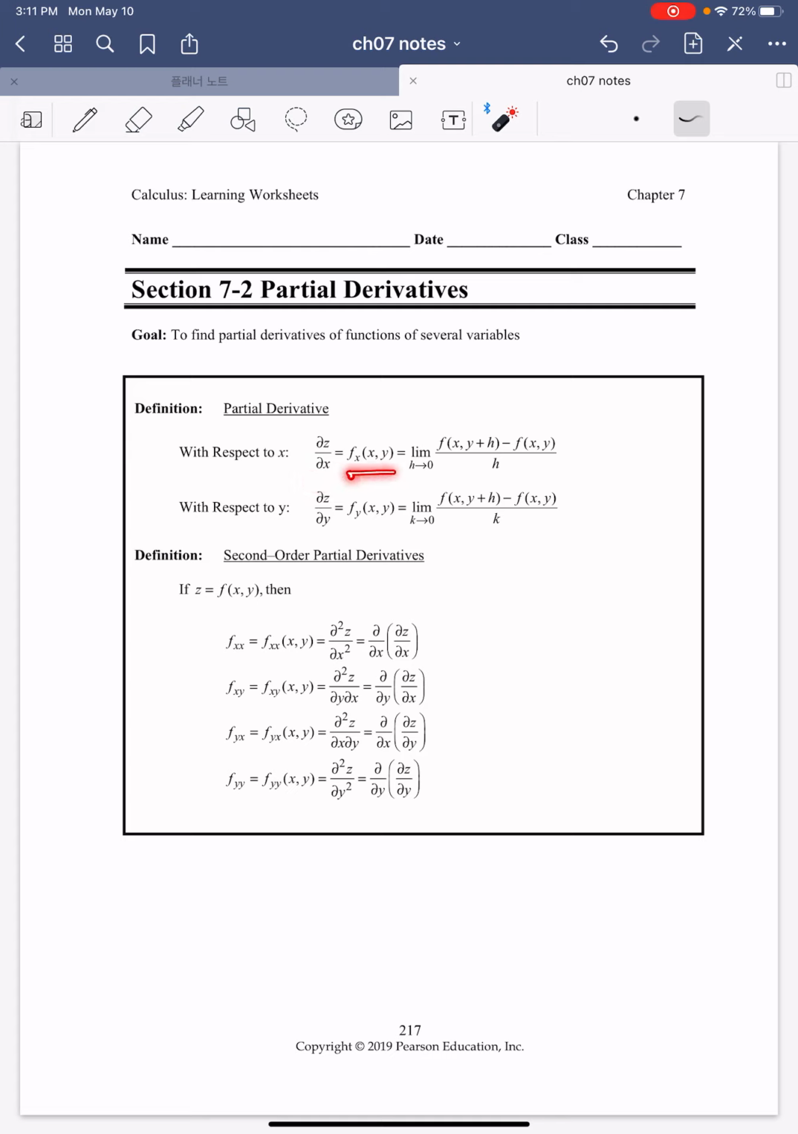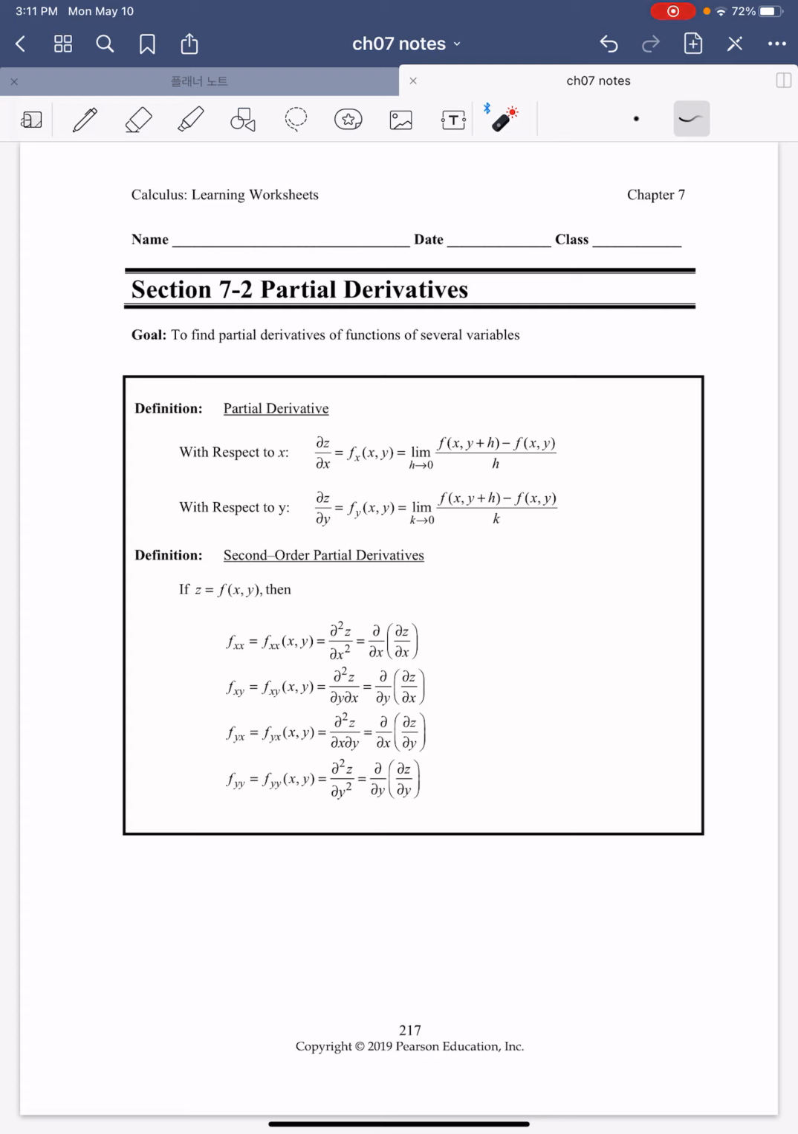Another notation will be f subscript x, of x comma y. So that's taking the limit as h approaches 0 of f of x comma y plus h minus f of x comma y, over h. With respect to y means your variable is y, so you will take the derivative with respect to y. So all these three notations mean exactly the same.